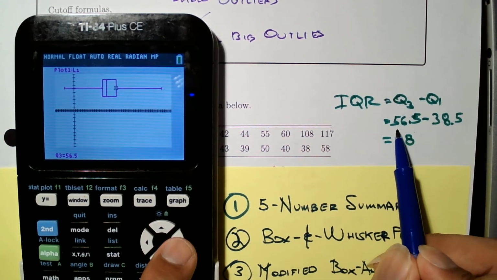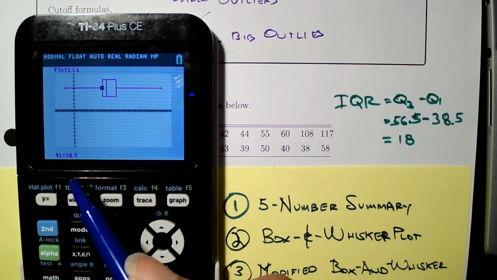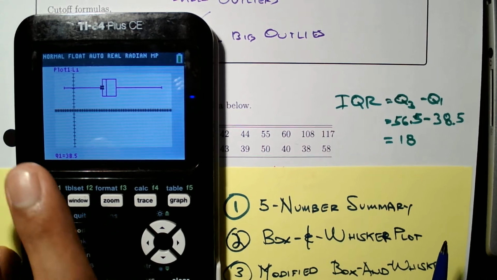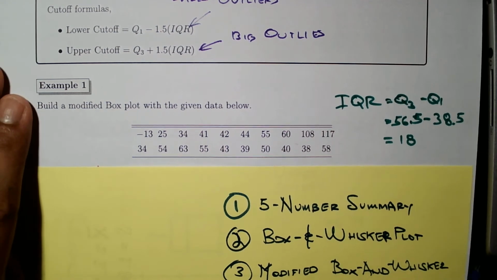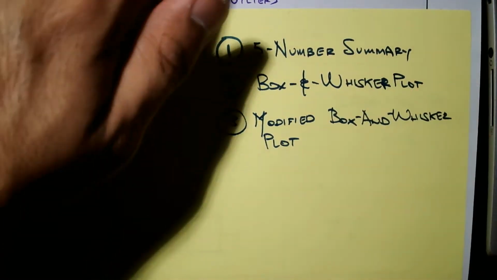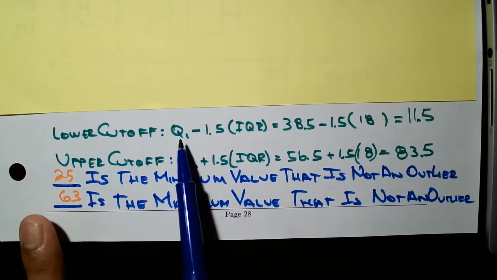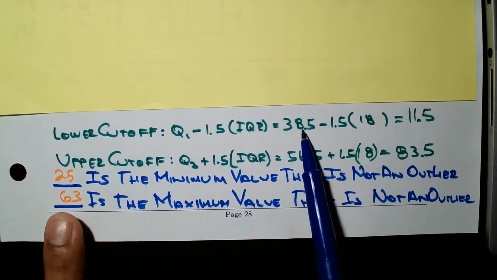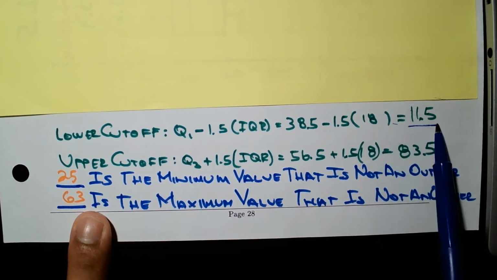Q3, which is 56.5, it's right there, minus 38.5, which is right here. Take the difference between those numbers, and the difference is 18. All right. So we are going to calculate the lower cutoff. The formula for the lower cutoff is Q1 minus 1.5 times the value of IQR, which is 38.5 minus 1.5 times 18, and the lower cutoff is 11.5.